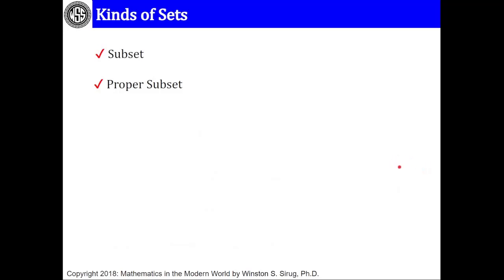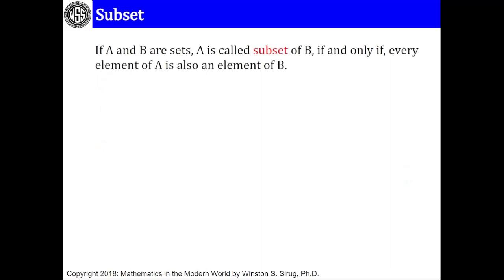So, we have kinds of sets. We have a subset, a proper subset, an equal set, and a power set. So let's go first with subset. If A and B are sets, A is called a subset of B if and only if every element of A is also an element of B. Symbolically, this is the symbol for subset.